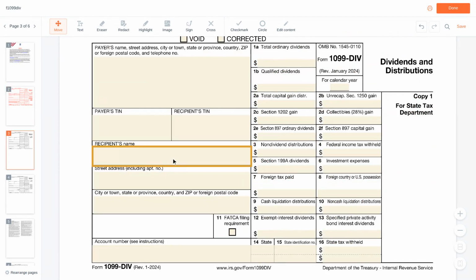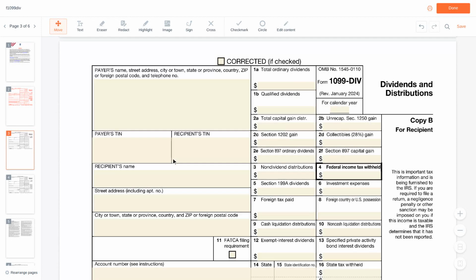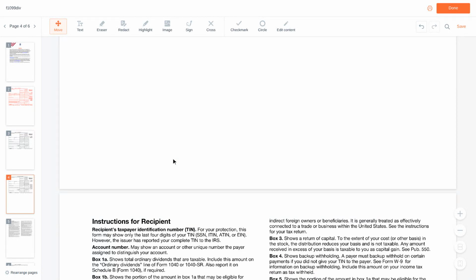Box 1A shows total ordinary dividends, which are taxed at ordinary income rates. Box 1B shows qualified dividends, a subset of ordinary dividends that meet holding period requirements and are taxed at the lower long-term capital gains rates. Box 2A shows total capital gain distributions from mutual funds. Box 3 shows non-dividend distributions, which are a return of your investment and reduce your cost basis.